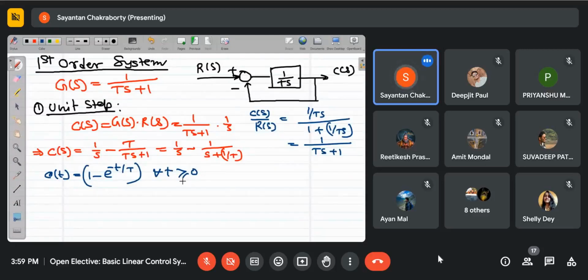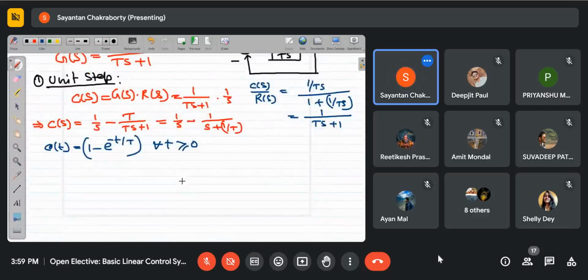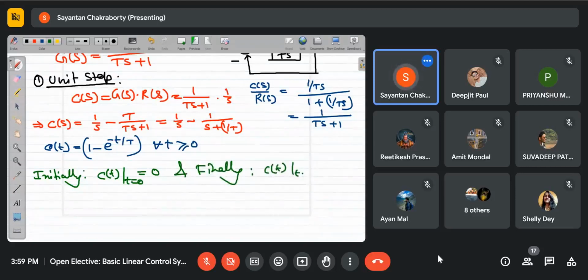Okay. So let us study this thing. Initially, what is the value of c(t) at t equal to 0? It is equal to 0. And finally, c(t) at t tends to infinity is 1. So this is the steady state value, and this is the initial value.